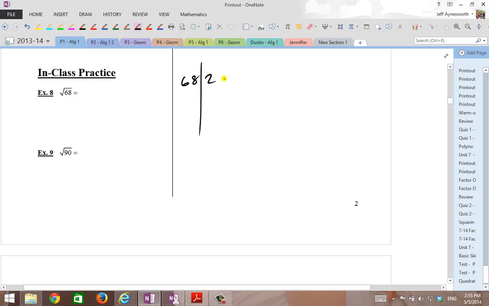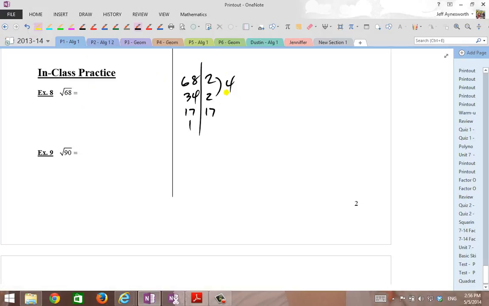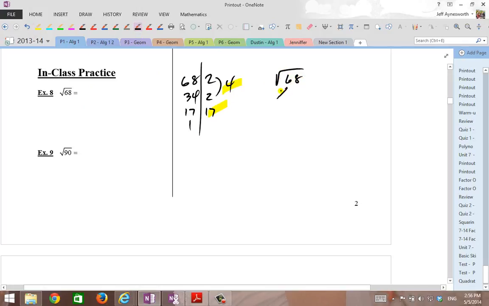All right, let's check your table first. 68 divided by 2 is 34. Divided by 2 is 17. That's prime, so you divide it by itself. And those are the factors right here, 4 and 17. So the square root of 68 is the square root of 4 times the square root of 17, and you get 2 root 17. All right? Now try the next one. Pause the video and go.